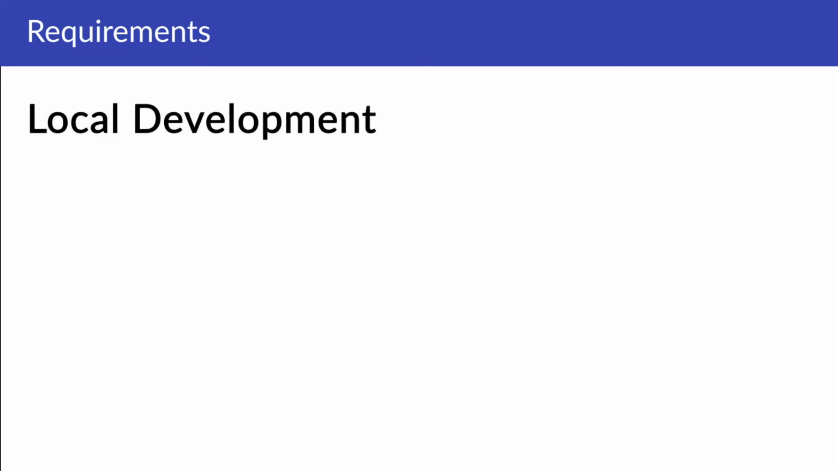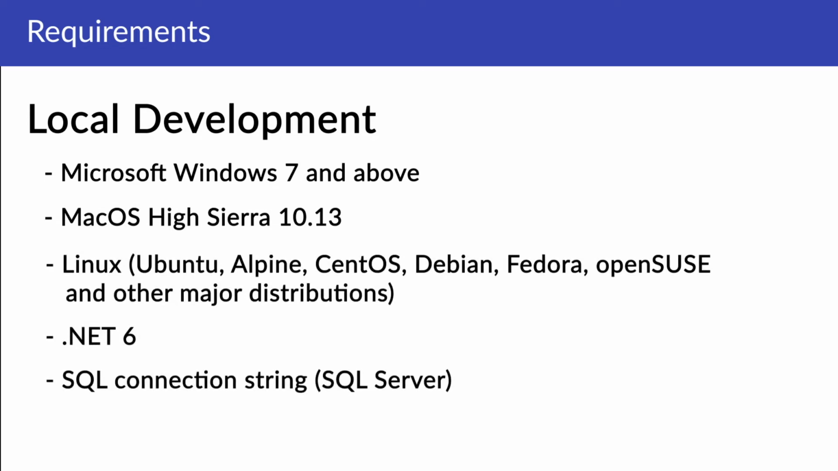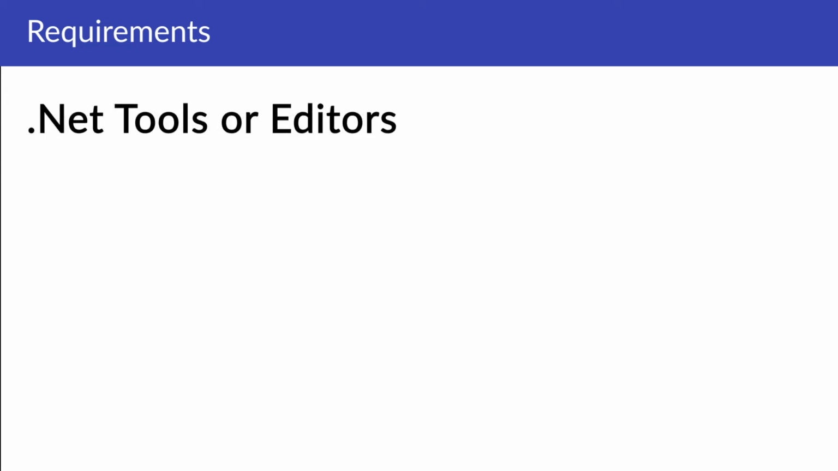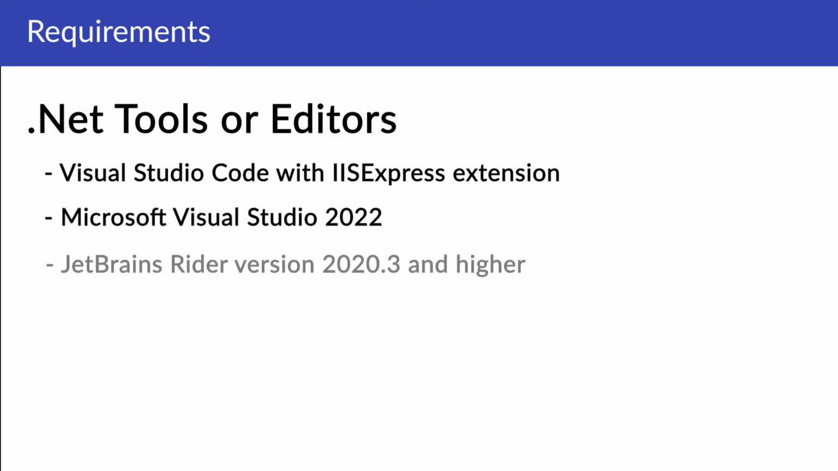For local development, you can use any operating system such as Microsoft Windows 7 and above, Mac OS, or Linux. You also need .NET Core 6 and an SQL connection string if you wish to use your own database. You can use any of the .NET tools or editors such as Visual Studio Code with IIS Express extension, Microsoft Visual Studio, JetBrains Rider, or .NET Core CLI.